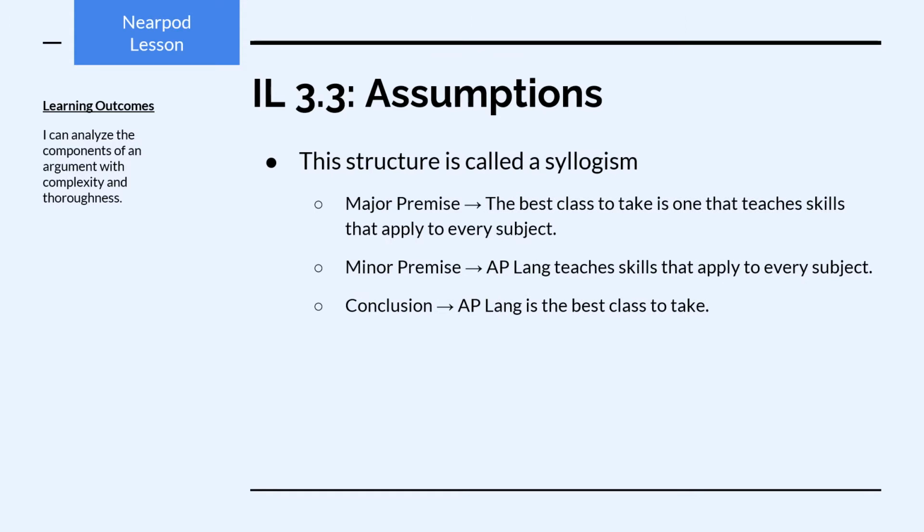This structure, by the way, this kind of inverted structure from how we normally analyze arguments, is called a syllogism or syllogistic structure, which starts with a major premise, which is the big, broad principle that the whole argument operates on, a minor premise that is a specific application of the major premise, and then from those two statements we can draw a conclusion. So written in syllogistic form, my argument would be this: the best class to take is one that teaches skills that apply to every subject. AP Lang teaches skills that apply to every subject. Therefore, AP Lang is the best class to take.